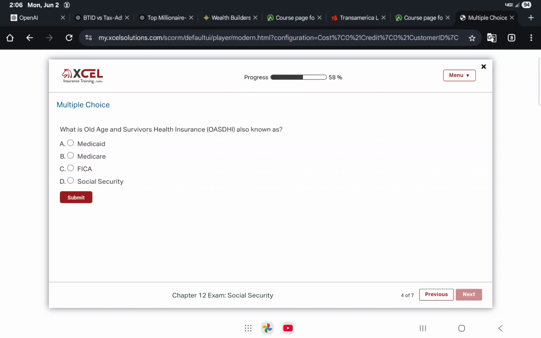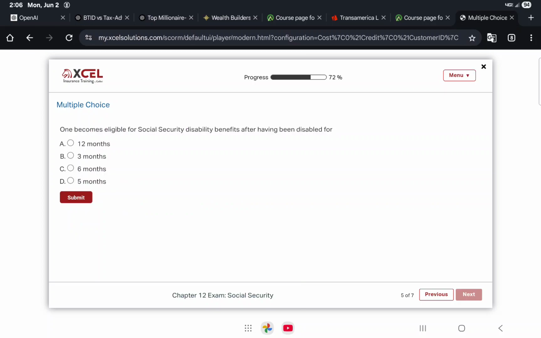A lot of these things, to be honest, after you pass this test, you'll probably rarely ever see it in the field or in play. What is old age and survivors health insurance also known as? I think that's Social Security. That's what they're paying into. The chapter is Social Security.